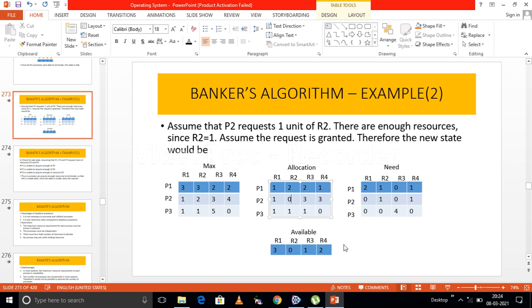I hope you understood the difference between the example of the safe state and the unsafe state. Okay, so this was the explanation of the Banker's algorithm with both the examples, where the allocation of resources led the entire system into the safe state and the unsafe state. Hope you have understood this one.